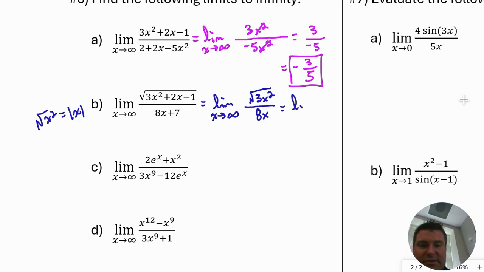So this is what I saw my student do, which I liked: they then rewrote this as root 3 times x. So now it becomes over 8x. Since we're going out to positive infinity, that produces a positive x. If I were to flip it and make that negative infinity, then that would produce a negative x. But now these x's do cancel out, and I'm left with an answer of root 3 over 8.